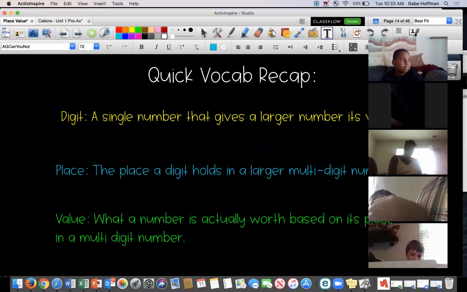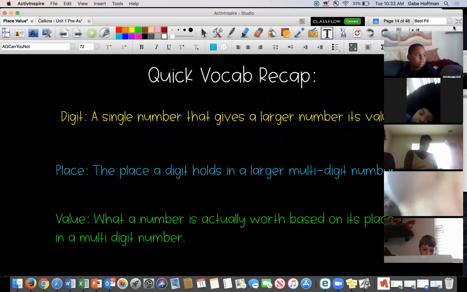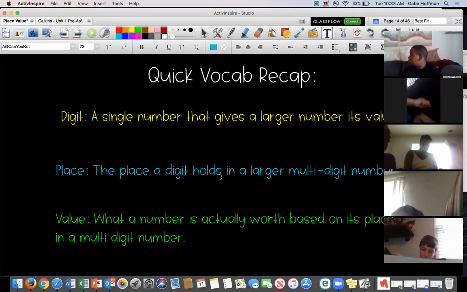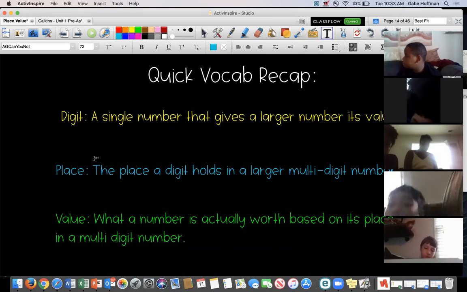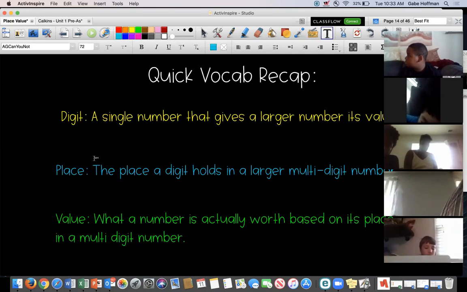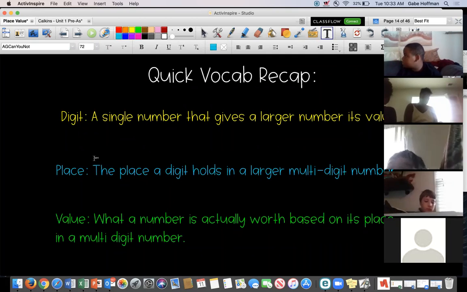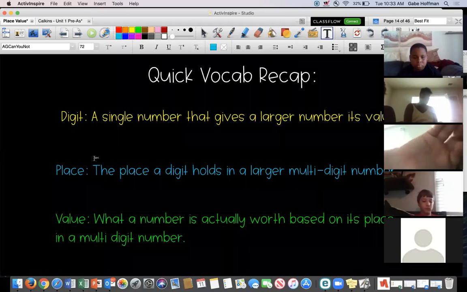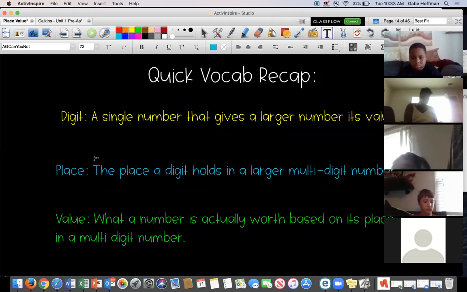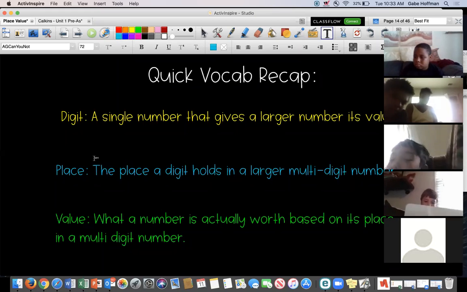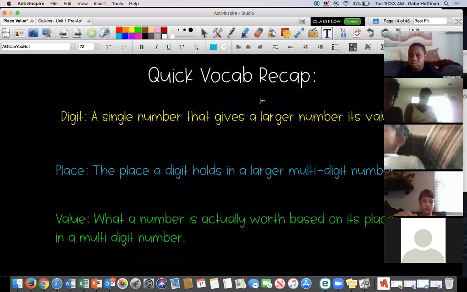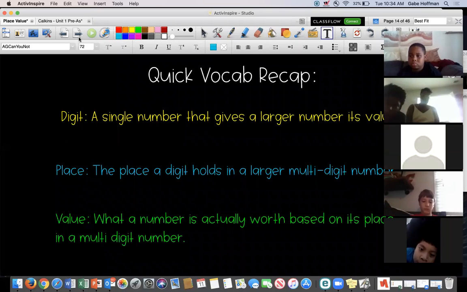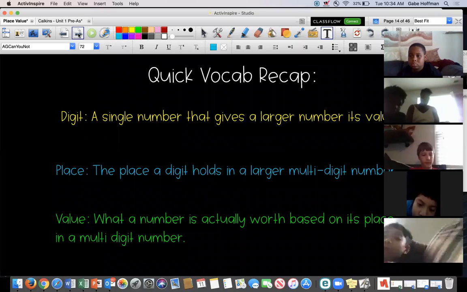So quick vocab recap. Over the last 3 days, we've talked about 3 different things. We've talked about a digit. A digit is a single number that gives a larger number its value. A place is the place a digit holds in the large number, so where it is in the number. And then value is what the number is actually worth based on its place in a multi-digit number. Those are three important words to understand when it comes to vocabulary.